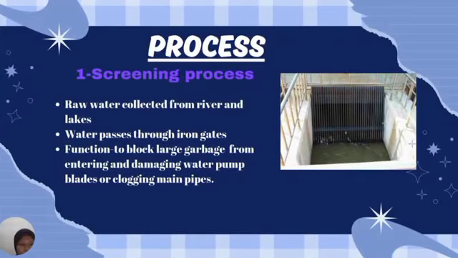So for process 1, the screening process. Raw water is collected from rivers and lakes. Water passes through iron gates. The function is to block the largest garbage from entering and damaging water pumps, plates, or clogging the main pipe.